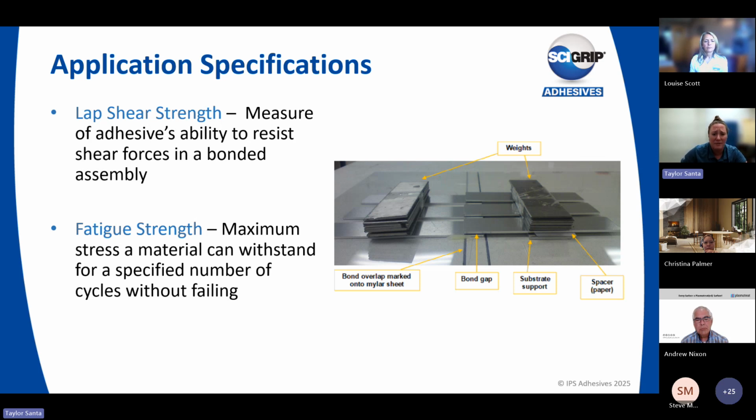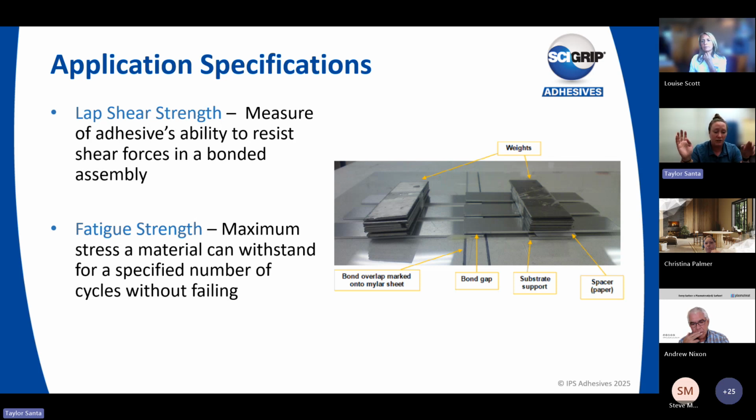And then the last type of strength we're going to talk about is fatigue strength. Fatigue strength is defined as the maximum stress a material can withstand for a specified number of cycles without failing. It is a critical mechanical property that quantifies the material's ability to endure cyclic and repeated loading without experiencing fatigue failure.